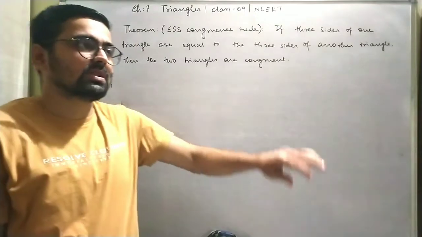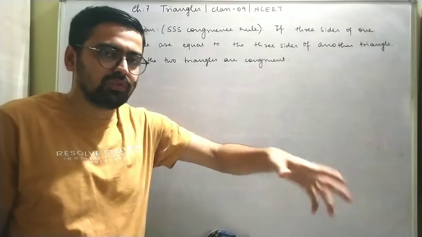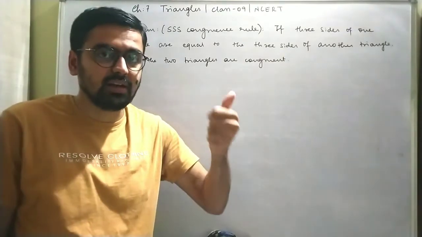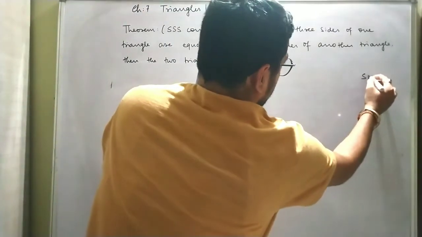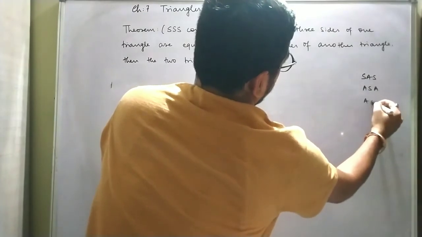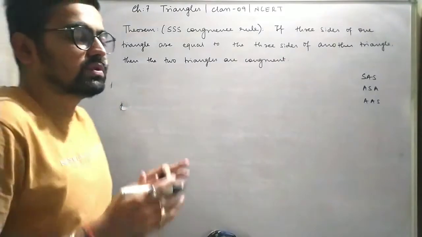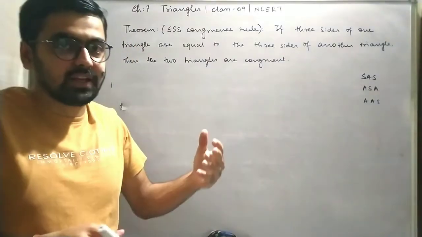Now let's start with one more congruence rule. Before we start, we have already understood SAS (side, angle, side), ASA (angle, side, angle), and AAS. If you recall, these three congruence rules we already understood. Now we are going for some more criteria.